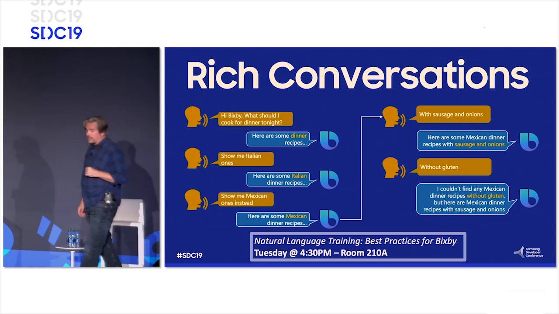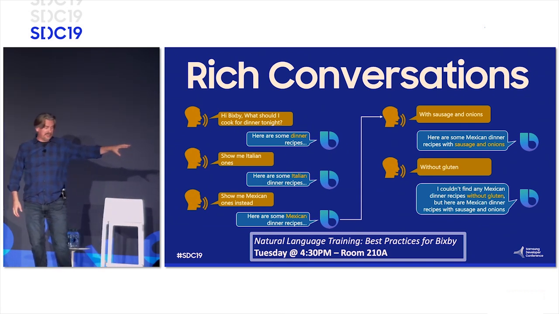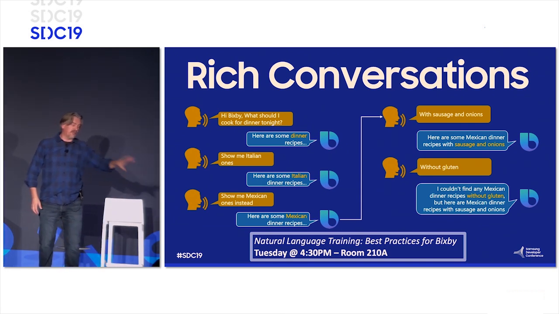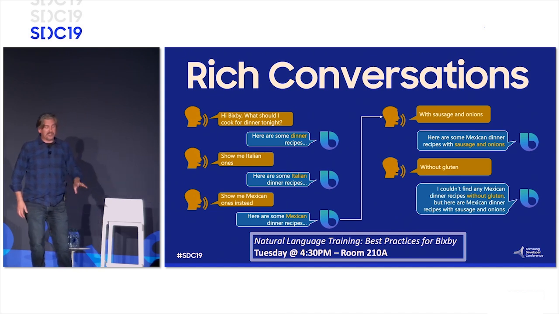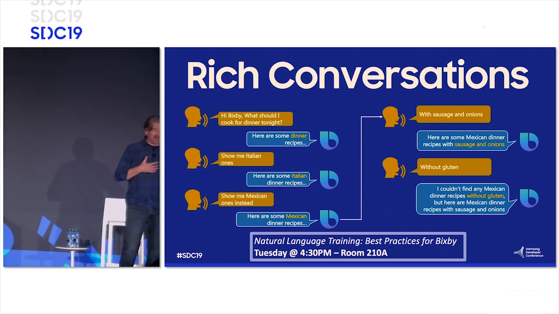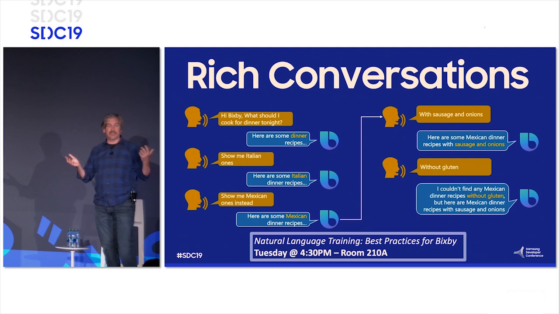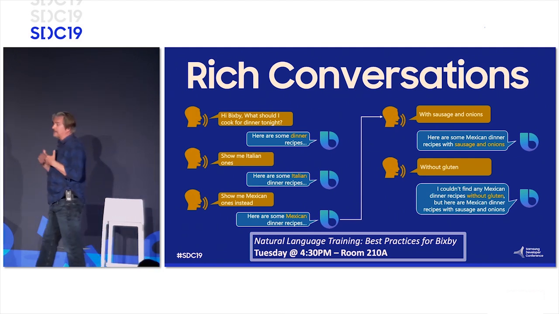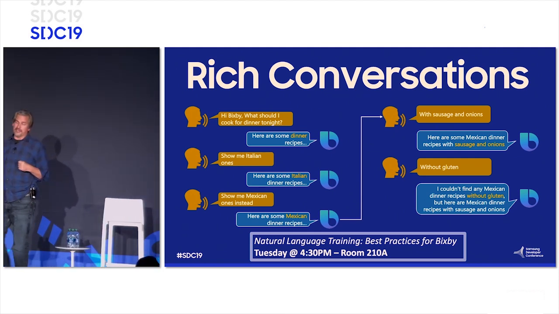And Bixby is smart enough to go, hey, I still want dinner recipes, but I don't want to show you Italian recipes. I want you to show me Mexican ones. So it shows me Mexican dinner recipes. I add another modifier with sausage and onions. You're getting pretty specific here. Some Mexican dinner recipes with sausage and onions. And then I throw it for a loop by saying gluten-free. Unfortunately, I don't have any gluten-free Mexican dinner recipes with sausage and onions.